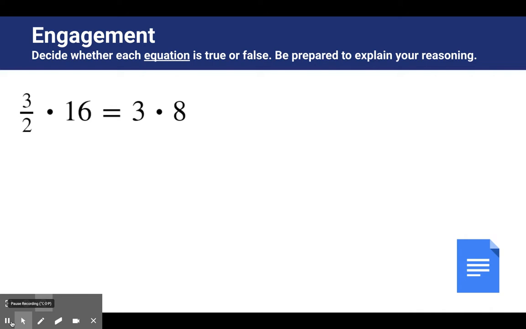Okay, so the answer to number 1 was in fact true. If I do 3 halves times 16, remember I multiply the numerators by each other. 3 times 16 is 48, and if I divide it by 2, that gives me 24. And on the other side of my equal sign, on the right side, 3 times 8 is 24. So both of those numbers equal each other. So therefore, it is true. Now, let's look at number 2.